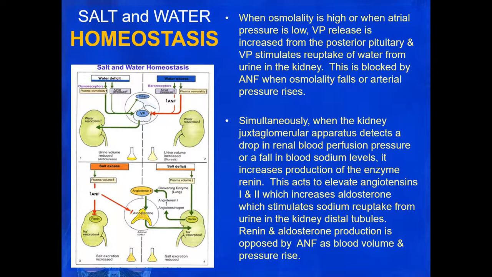Simultaneously, when the kidney juxtaglomerular apparatus detects a drop in renal blood perfusion pressure or a fall in blood sodium levels, it increases production of the enzyme renin. This acts to elevate angiotensins 1 and 2, which increases aldosterone, which then stimulates sodium reuptake from urine in the kidney's distal tubules. Renin and aldosterone production is opposed by ANF as blood volume and pressure rises.